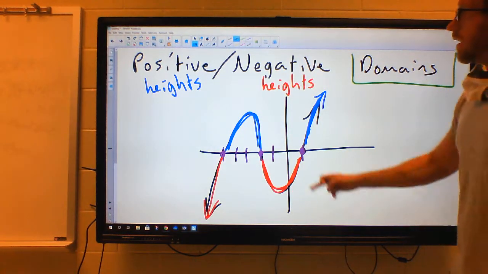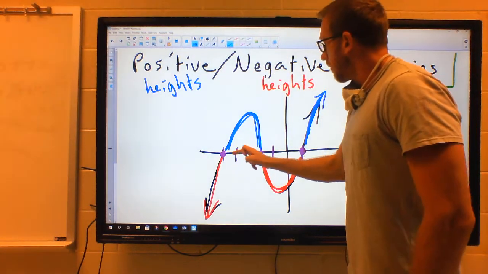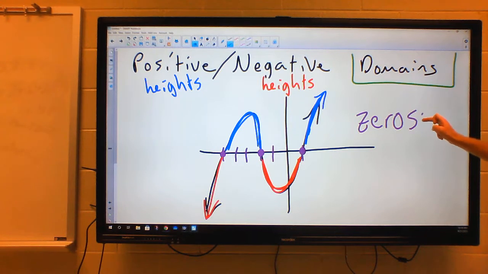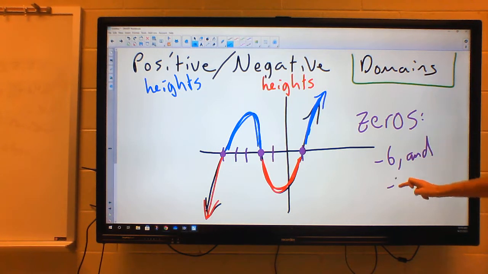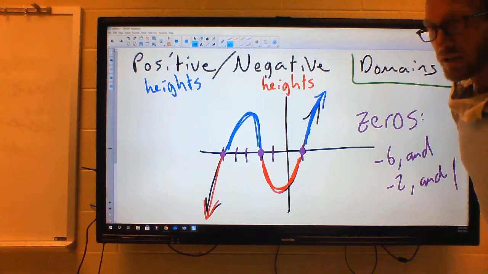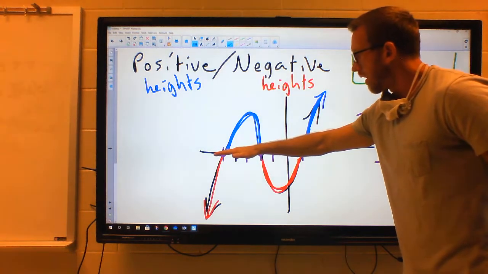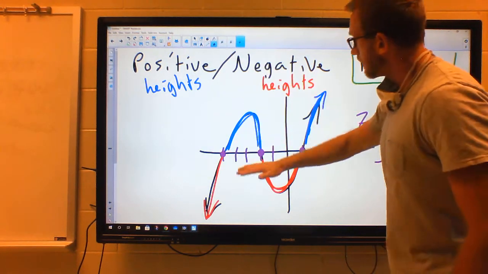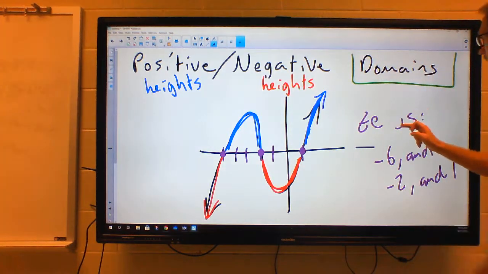Okay? Why did I make these purple? We just identified those are called zeros, right? -6 and -2 and 1. Our zeros mean they have zero height, a height of 0. They're not positive, they're not negative, they're right there on the axis. Here are our positives, here are our negatives, okay?